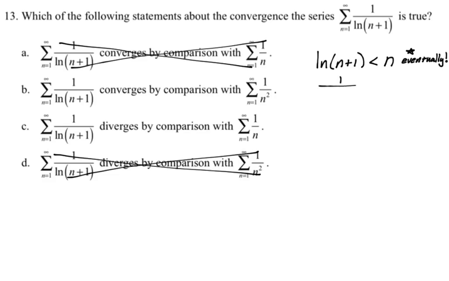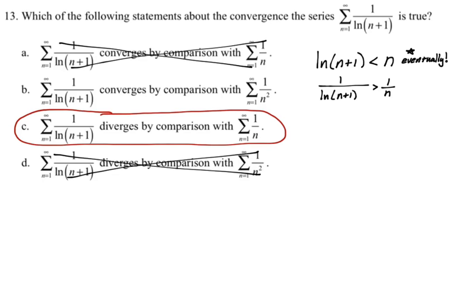So if we take reciprocals, that flips the inequality. So 1 over the natural log of n plus 1 is definitely greater than 1 over n, and 1 over n diverges. So we could definitely use direct comparison and see that option C is the answer. I felt like this should diverge because natural logs grow very, very slowly. That's how I decided to go with C as the thing I was going to investigate more. Those are the kinds of insights that you want to bring with you to the exam. You have to think about these things a lot. That's how you gain those insights.